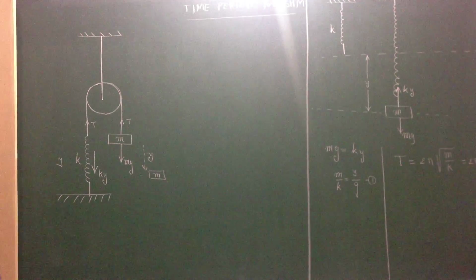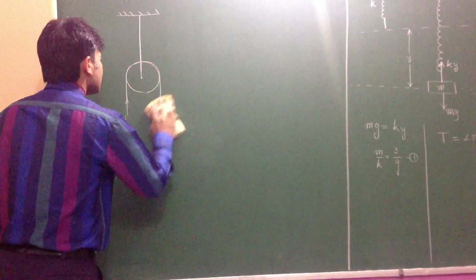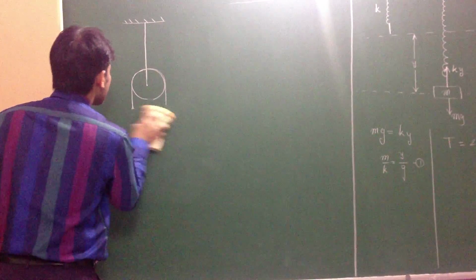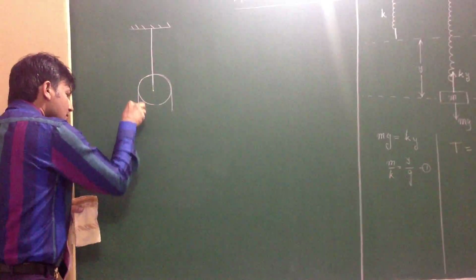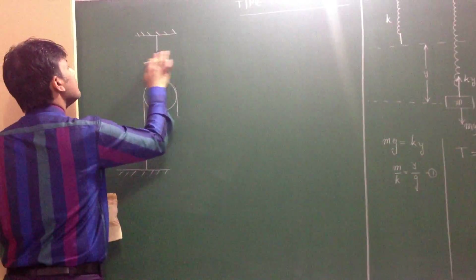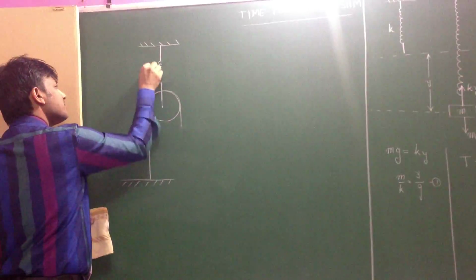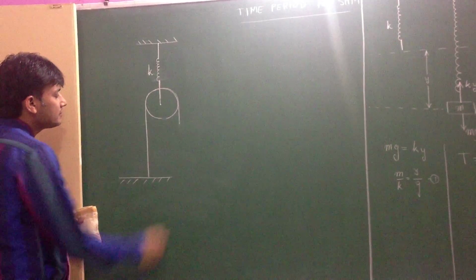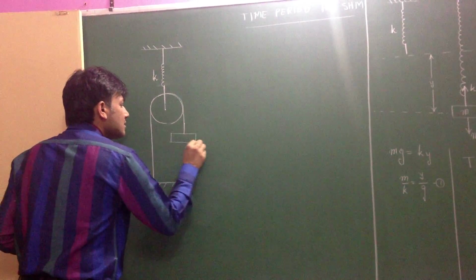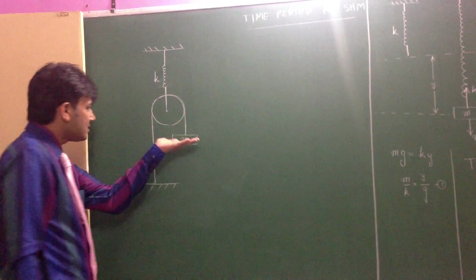Now let me make some changes in this figure. Even this end is fixed and I have attached one spring over here. Its spring constant is k. One mass m is over here. This mass is at rest.